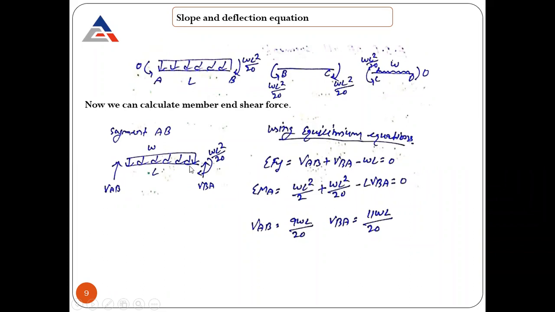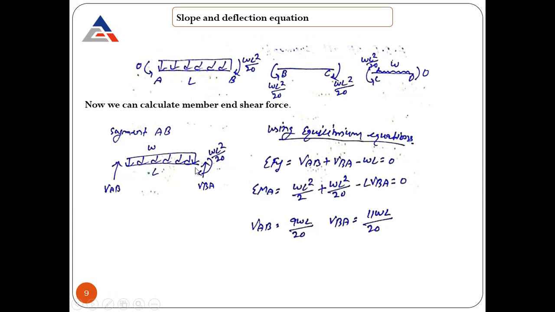Now take the moment about any of the joints for finding the value of VAB or VBA, whichever it is. Take moment about A. The sum of moments about A is equal to WL square by 2. How is this value coming? Let me put it again. WL square by 2 means convert the UDL to WL, acting at the centroid, into L by 2. So WL into L by 2, that is WL square by 2.